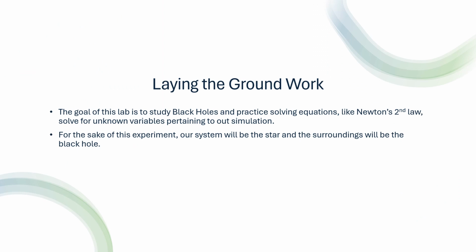For starters, our goal for this lab is to study black holes and learn how to set up equations to solve for certain unknowns regarding black holes and orbital planets. For the sake of this experiment, part one at least, our system will be the star and the surroundings will be the black hole. For part two, the system will be the spaceship, but we'll get to that later.